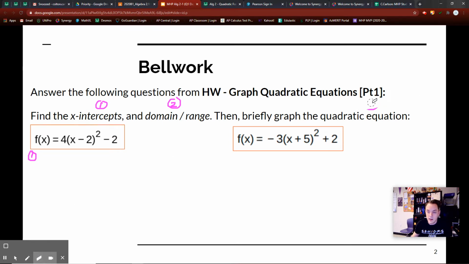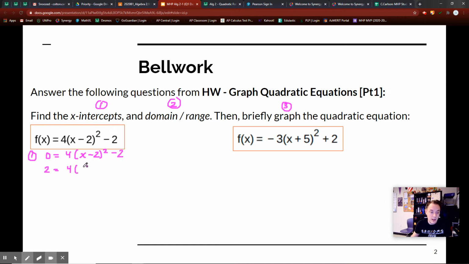Let's put the graph here. For the first one, how do I find the x-intercepts? Well, there's a couple things you could do here. First of all, I need to set it equal to 0. You could FOIL all that out, but why would you want to do that when you can just do the square root property? So I'm going to keep it like that, add the 2 over.